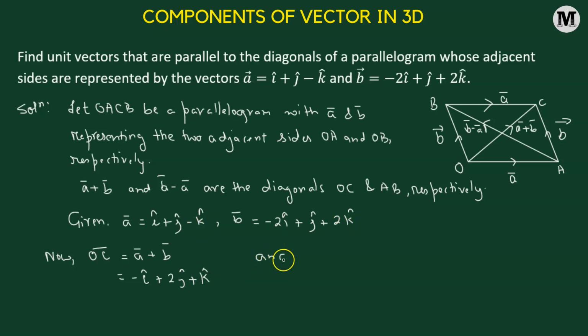And we will also find out the vector AB. The AB vector, which is the diagonal of the parallelogram, is defined by B vector minus A vector. So we have to do B minus A. So we have negative 2 i cap minus i cap, so that's going to give us negative 3 i cap. Then we have j cap minus j cap, that's going to be 0. And then we have 2 k cap minus negative k cap. That means we're going to get positive 3 k cap.